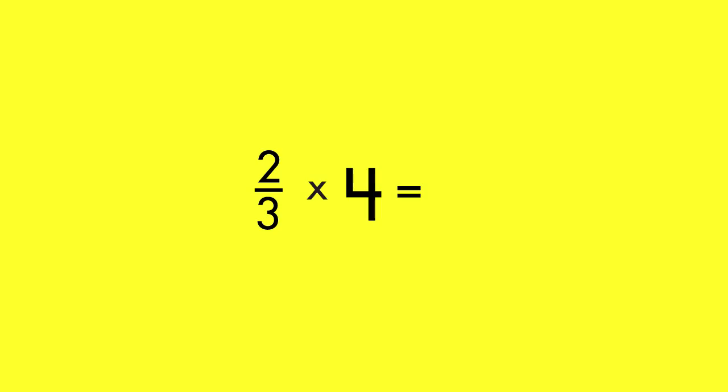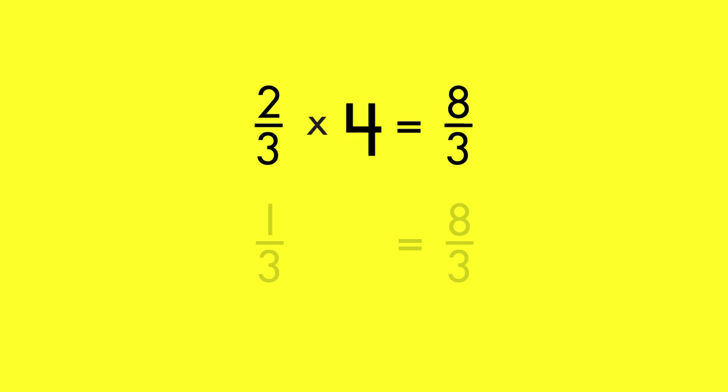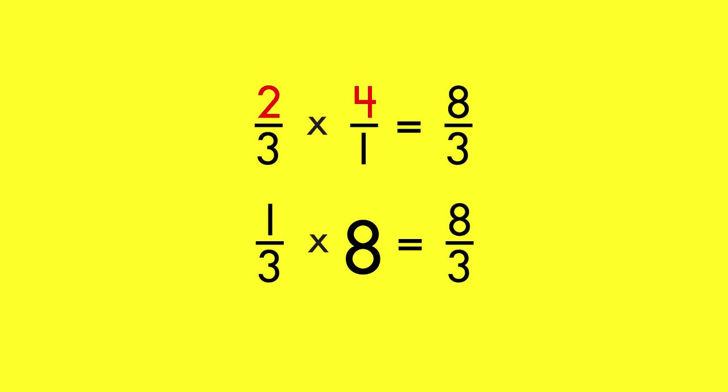Let's look at multiplication another way. If we multiply the fraction 2/3 by the whole number 4, we get 2/3 repeated 4 times, or 8/3. This is the same as 1/3 multiplied by 8. You can solve the equations this way. 2 times 4 equals 8, and 3 times 1 equals 3. 1 times 8 equals 8, and 3 times 1 equals 3.